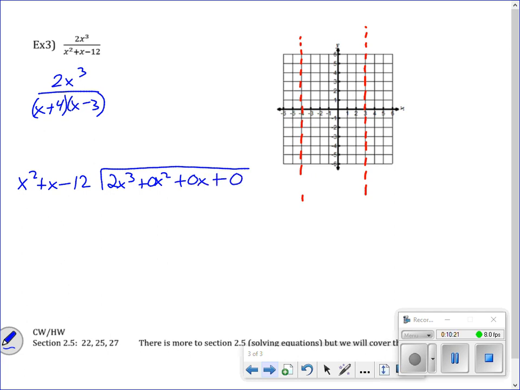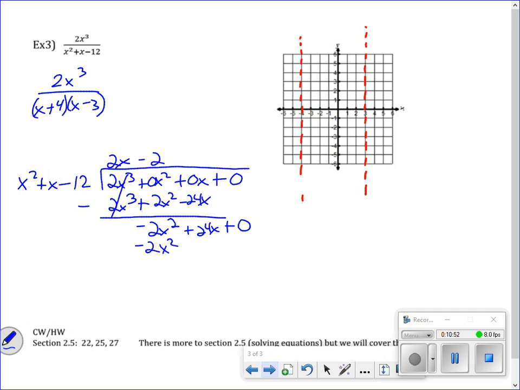All right, to make x squared look like 2x to the third, I would need a 2x. Then multiply, I get 2x to the third plus 2x squared minus 24x. Subtract. I get negative 2x squared. Bring down, let's see, plus 24x plus 0. So again, I would need a negative 2, sorry. So then multiply, I get negative 2x squared. So kind of I can stop here. I know this is going to be my asymptote, but I'll just finish it off.